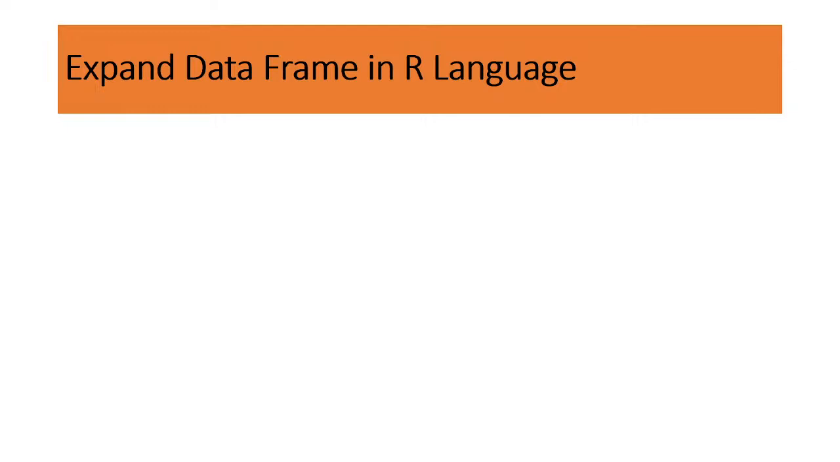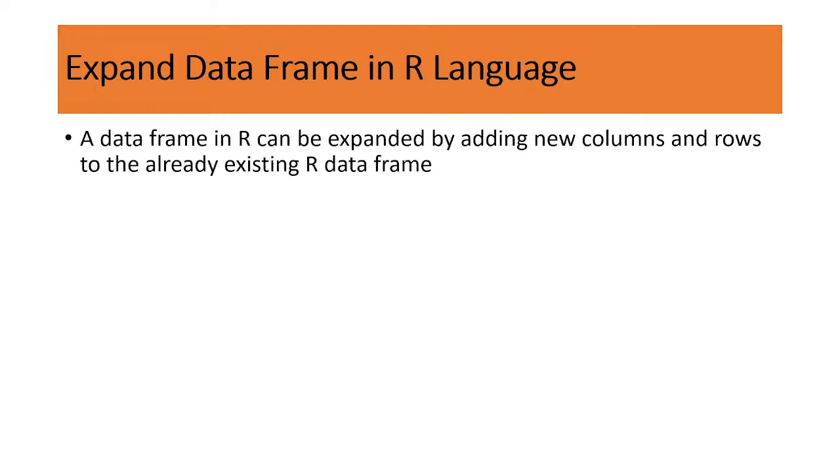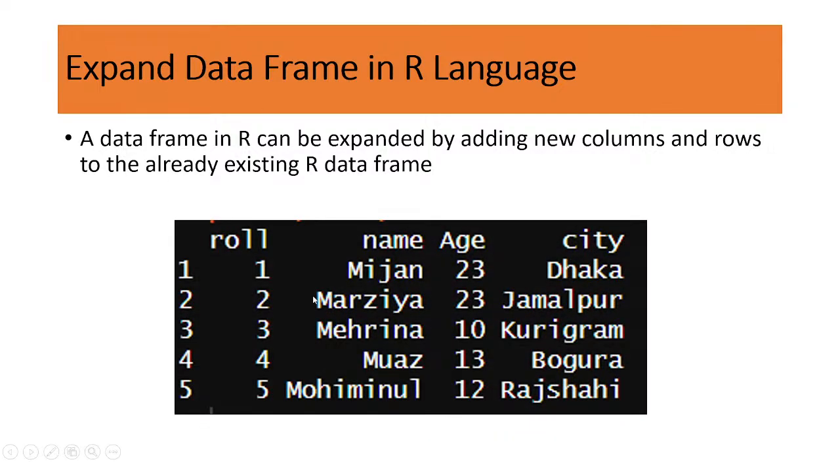Okay, now we talk about expanding a data frame in the R language. A data frame in R can be expanded by adding a new column or rows to an already existing R data frame. Suppose this time you want to add a new column, or you want to add a new row. I want to add a new column to my data set, or you may want to add a new row. Suppose I want to show a practical example.